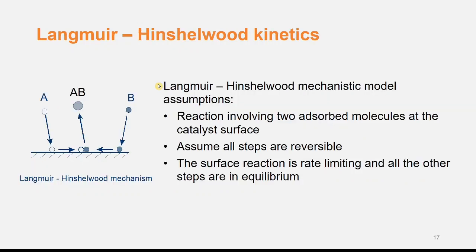The Langmuir-Hinshelwood mechanism has three key assumptions. It has to be a reaction between two adsorbed molecules on the catalyst surface. All steps, the adsorption, surface reaction, and desorption steps, must be reversible. The surface reaction step is the rate limiting step, and all others, that is, the adsorption and desorption steps, are in equilibrium, such as in the Langmuir isotherm.